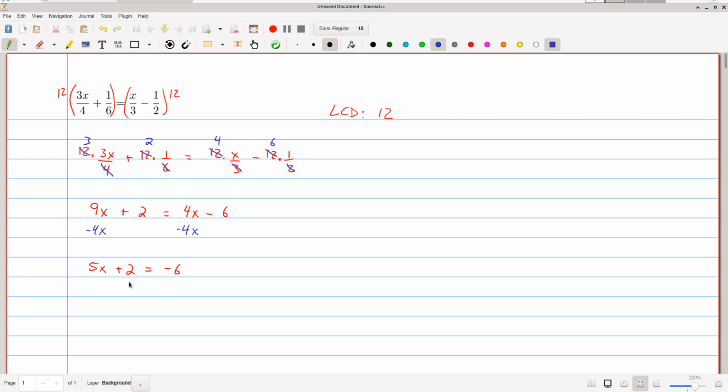I want to get x by itself, so the next thing I'll do is get rid of this 2 term. We can do that by subtracting 2 on both sides. So on the left-hand side, they cancel, leaving us just 5x. On the right, negative 6 subtract 2 is negative 8.